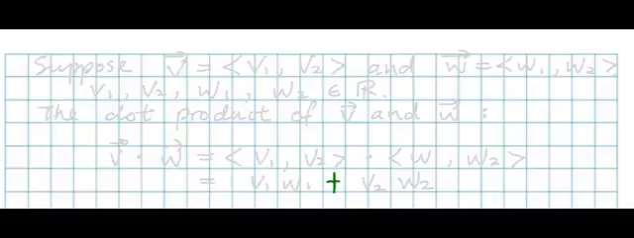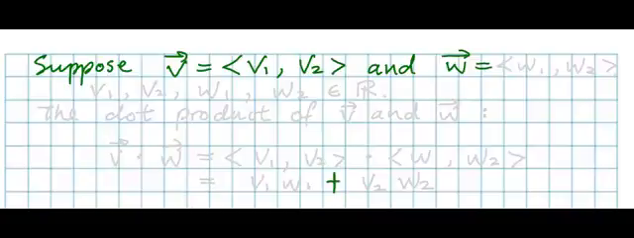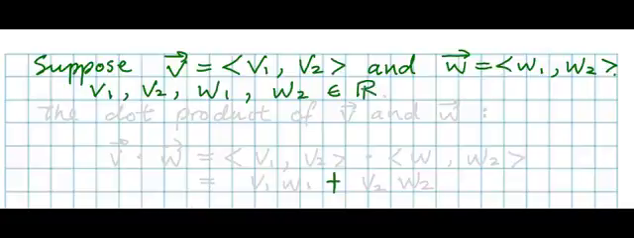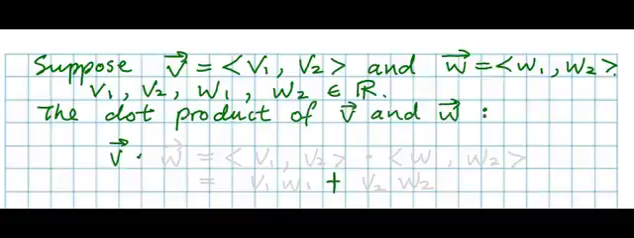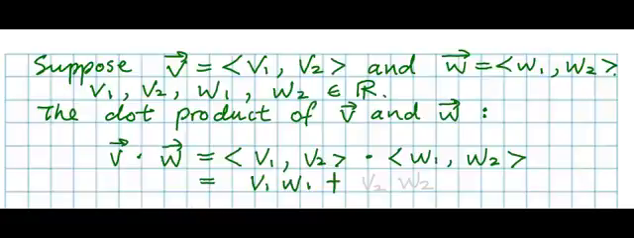We will introduce dot product and its properties. Suppose vectors v and w are in component form. Vector v equals ⟨v1, v2⟩ and vector w equals ⟨w1, w2⟩, where v1, v2, w1, w2 are all real numbers. Then the dot product of vectors v and w is defined as v · w = ⟨v1, v2⟩ · ⟨w1, w2⟩ = v1w1 + v2w2.